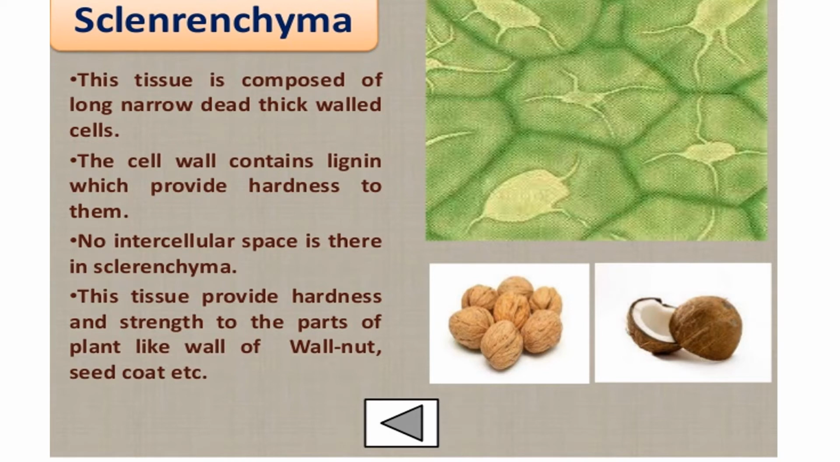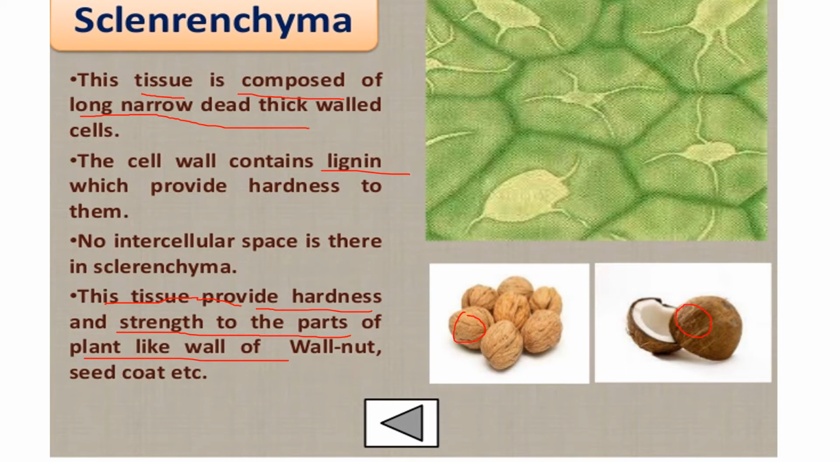Okay, so this is the function of the sclerenchyma tissue, which gives you the proper idea about why we chose the option sclerenchyma. As we first told, sclerenchymal tissue is composed of long, narrow, dead, thick-walled cells. Why? Because lignin deposition is present, and this tissue provides hardness and strength to the parts of the plant like the wall of walnut and husk of coconut.